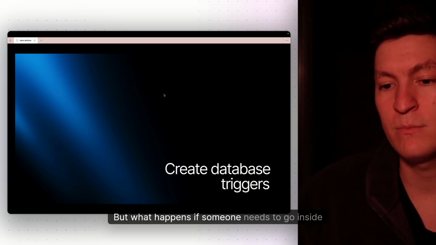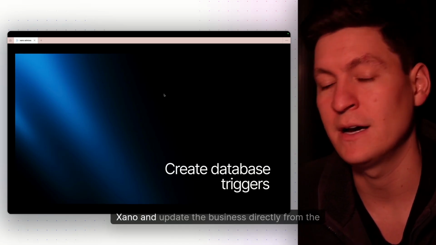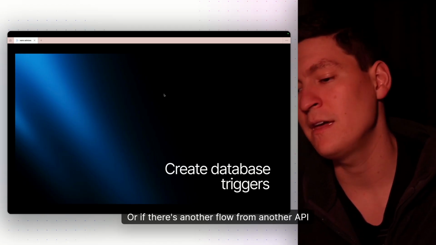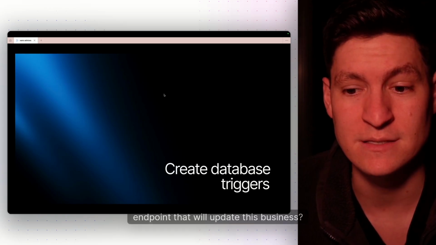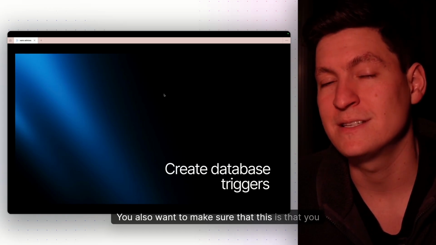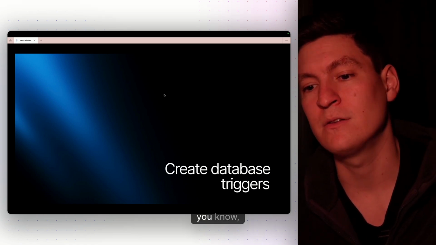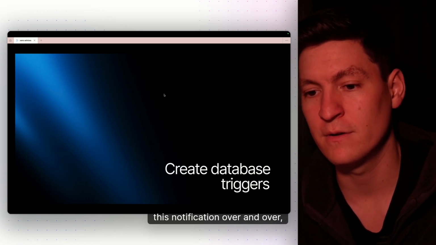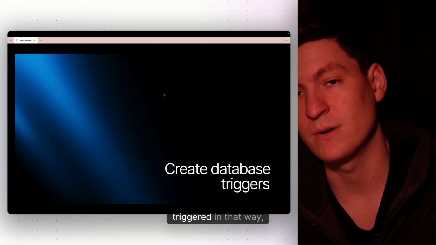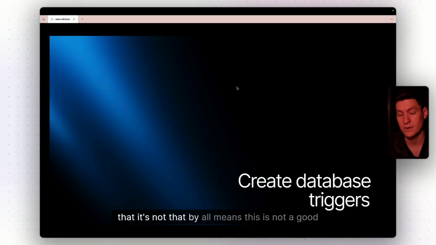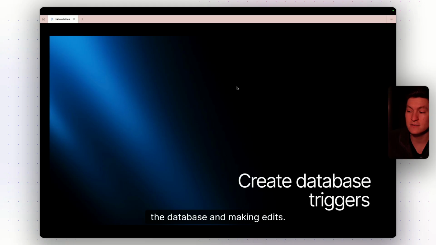But what happens if someone needs to go inside Xano and update the business directly from the database, or if there's another flow from another API endpoint that will update this business? You also want to make sure that this is built in the best way possible. In order to avoid creating this notification over and over, you want to create it under the database trigger. In that way, even if someone updates this record from Xano directly, which by all means is not a good practice, you don't want people jumping directly into the database and making edits, if it happens, the owner will still get a notification.